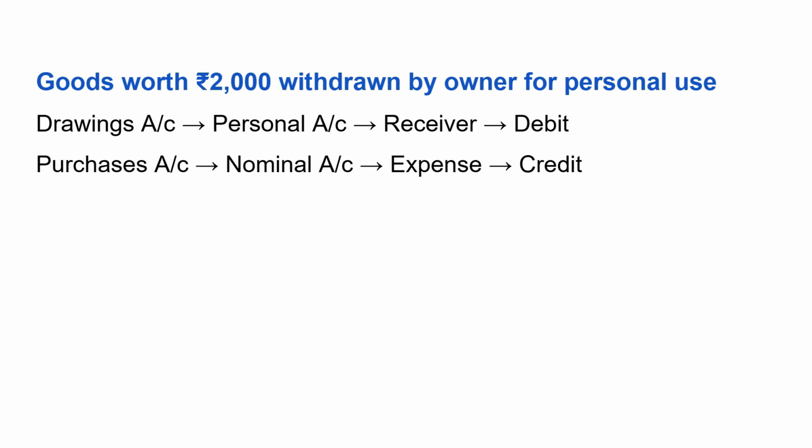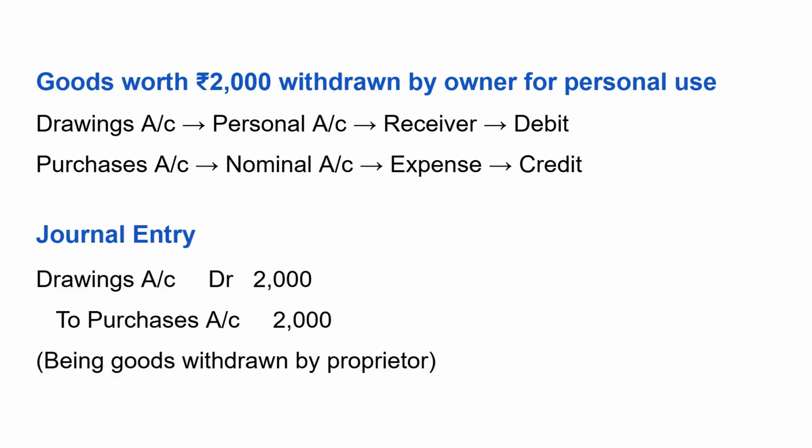And the journal entry is drawings account debit 2000 rupees to purchase account 2000 rupees. And the narration is being goods withdrawn by proprietor. This is not a sale. No outsider is involved. Goods taken by owner means business expense reduces and drawings increases. Never credit sales here. Next.